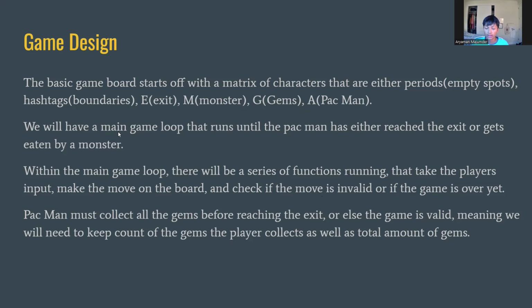Then you have this main game loop, and also you have this draw screen that keeps on outputting the board for the player. And then you have the get move, which takes the player's input, and then make move, which makes the move on the board, and check end game to see if the game is over yet. And there's an isValid function that always checks if the move is valid or not. And Pac-Man must collect all the gems before reaching the exit, or else the game is invalid, meaning that we have to keep the count of the gems the player collects as well as the total amount of gems.